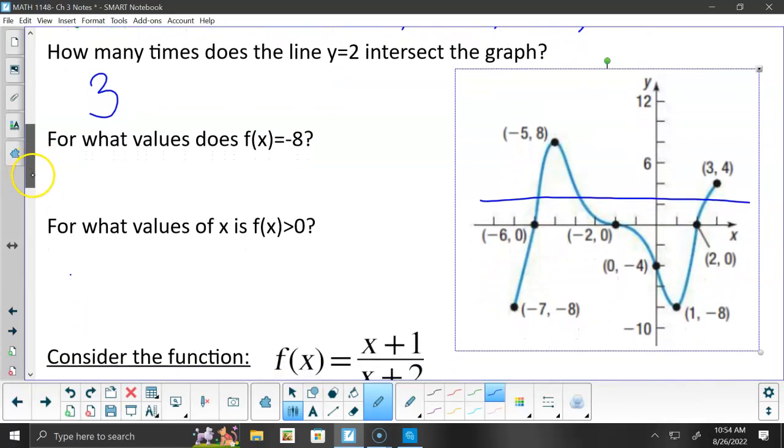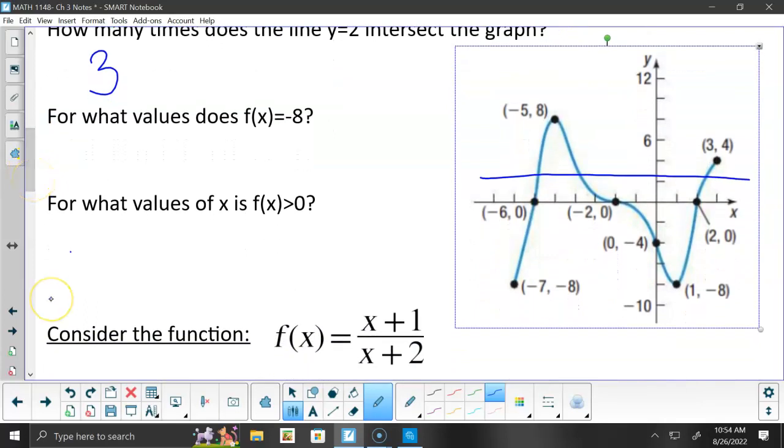All right, next part says, for what values does f of x equal -8?